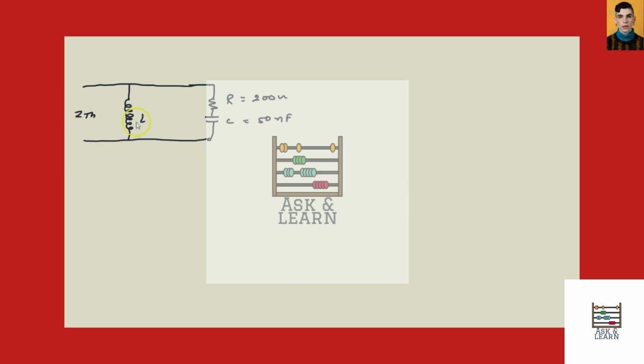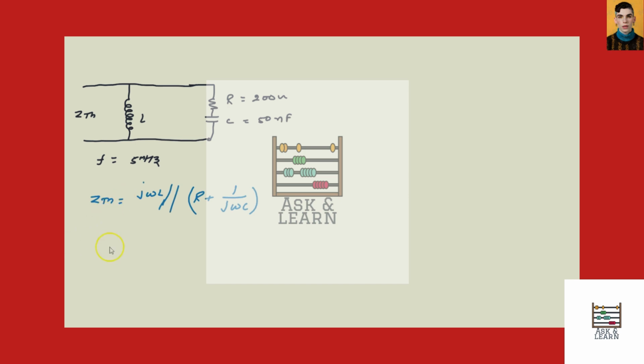Now we have to find the value of inductance L when the net impedance is resistive, at a frequency of f equals 5 megahertz. First we have to calculate the effective impedance of the circuit. ZTH equals the series combination of R and C, which is R plus 1 upon j omega C, connected in parallel with inductor L, which is j omega L.